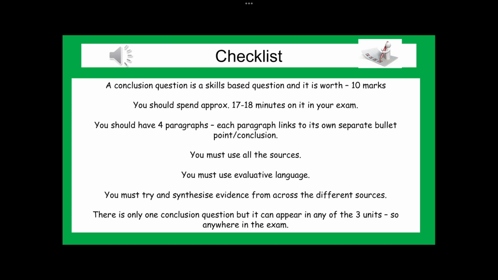Remember now, that isn't an awful lot of time when you've got 3 sources you need to read through and make conclusions about 4 different statements. So you should have 4 paragraphs and each paragraph links to its own separate bullet point or conclusion, which again is given to you in the question. You must use all of the sources available again. You must use evaluative language. You must try and synthesize evidence from across the different sources, and there is only one conclusion question in the exam, but it can appear anywhere in any of the 3 units, so absolutely anywhere in the exam.